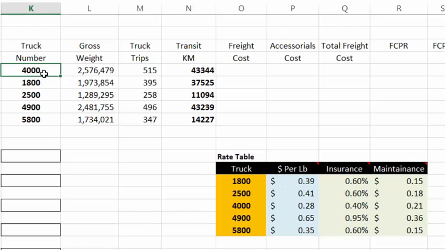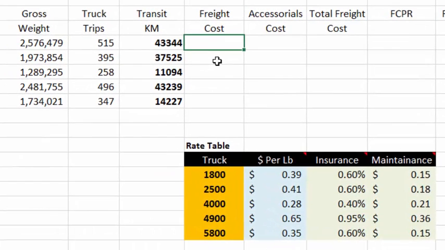So based on the actual truck number, I want you to look up that 4000 here. And when you find that 4000, I want you to give me a rate of 28 cents. Now, if I get 28 cents here, I can multiply that by the actual weight over here to get freight cost. So let's have a look. The function we're going to use is called VLOOKUP, right? And there's a separate video explaining to you in detail how this works. Let's have a go with it here.